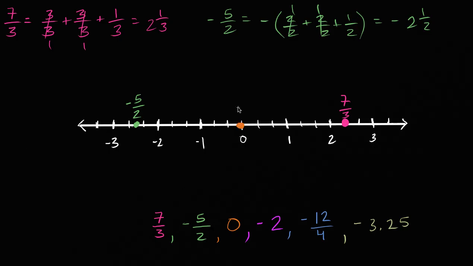Then we have 0, not too difficult. It's actually labeled on our number line for us. Then we have -2, once again on our number line for us. Two steps, 2 whole numbers to the left of 0. So -2 is going to put us right over there. Then we have -12/4. So it might jump out at you immediately. 12 divided by 4 is 3. So this is going to be the same thing as -3.